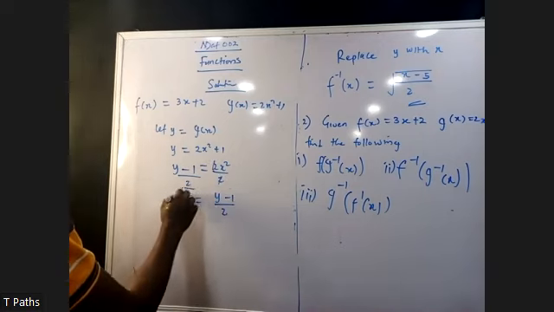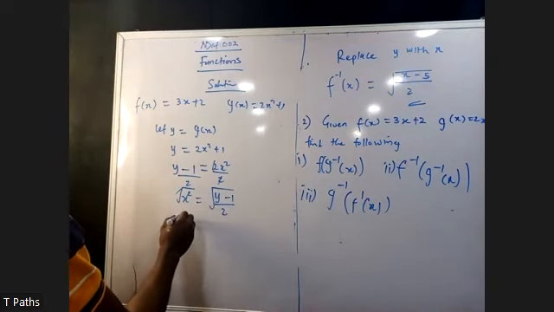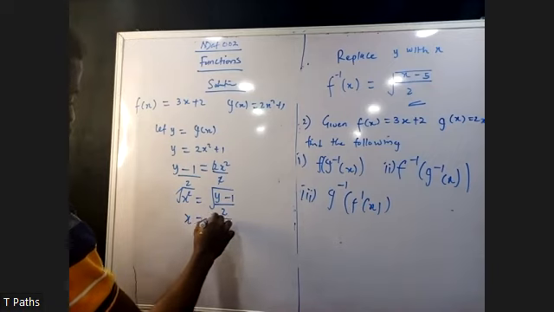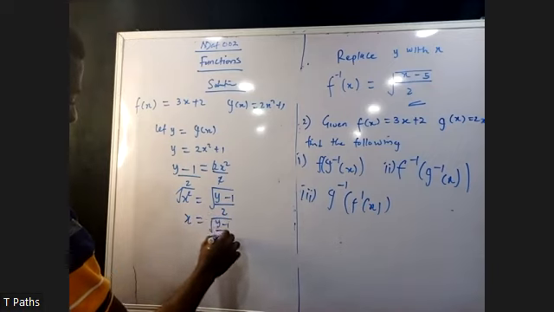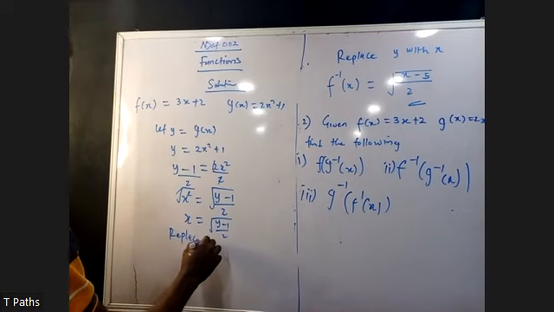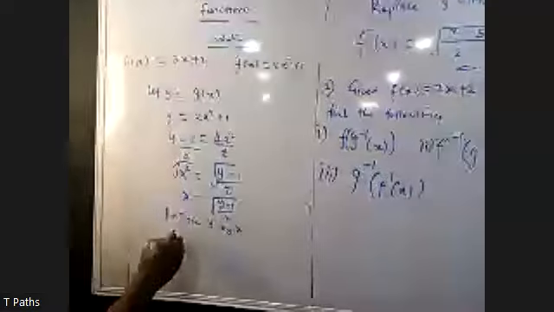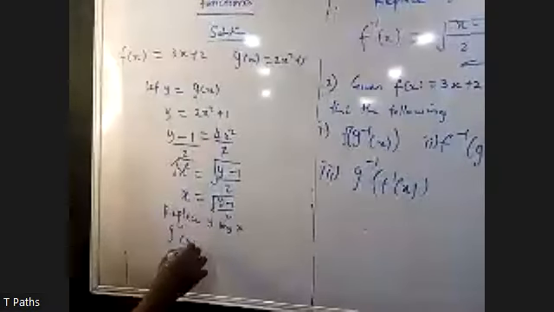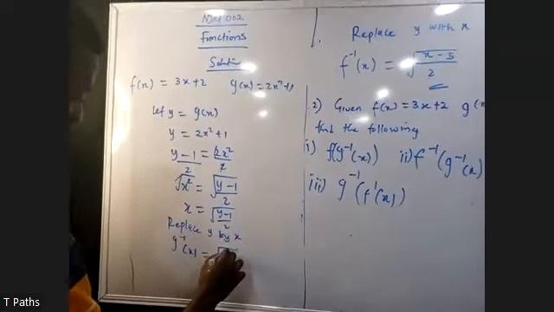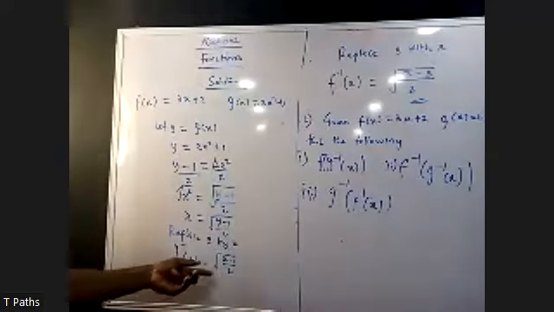So I'm going to square root both sides. So when I square root both sides, this one will go away, and I'm going to have x is equals to square root of y minus 1 over 2. I'll just replace y by x, so that my g inverse of x will be equals to the square root of what? x minus 1 over 2. So this is my what? This is my g inverse.